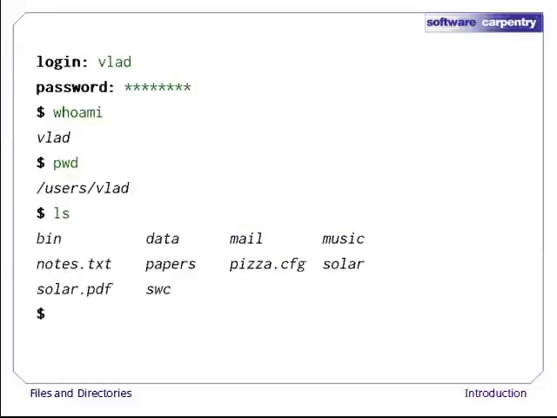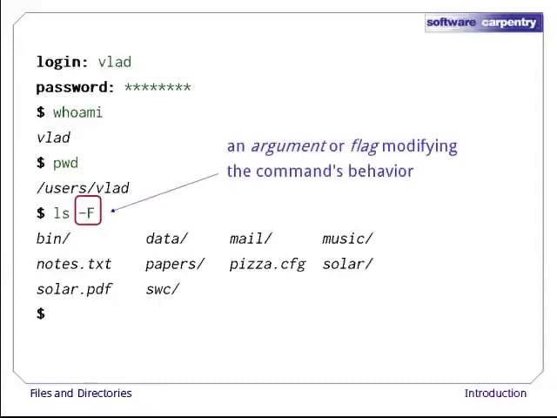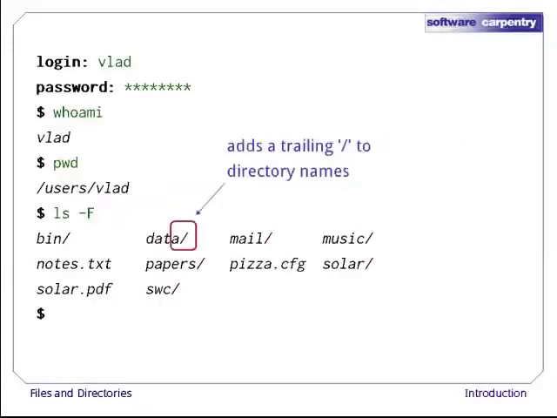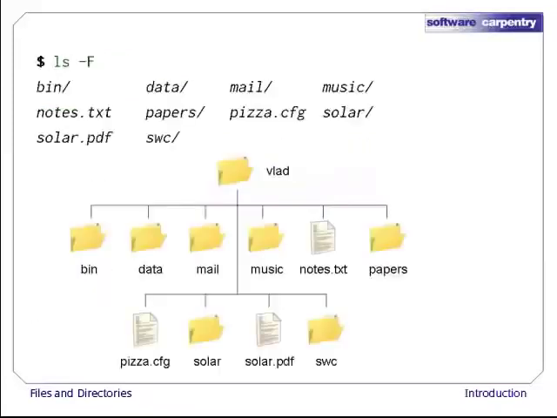ls prints the names of all the files and directories in the current directory in alphabetical order, arranged neatly into columns. To make its output more comprehensible, we can give it the argument or flag -F. This tells ls to add a trailing slash to the names of directories. As you can see, there are 7 of these. The names without slashes, notes.txt, pizza.cfg, and solar.pdf, are plain old files. Here's that output again with a picture of what it's showing us.